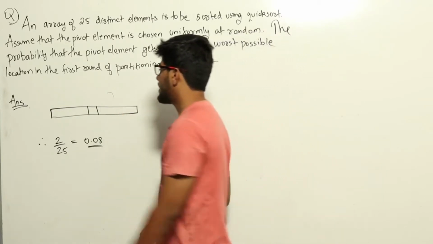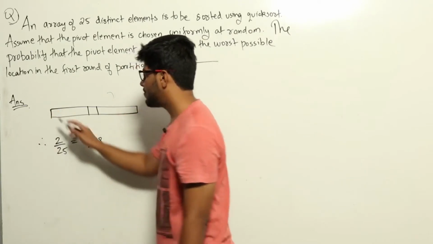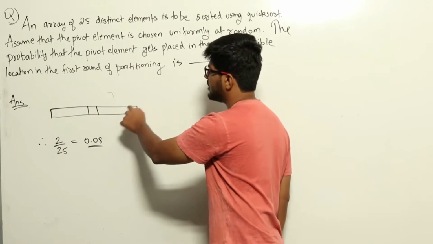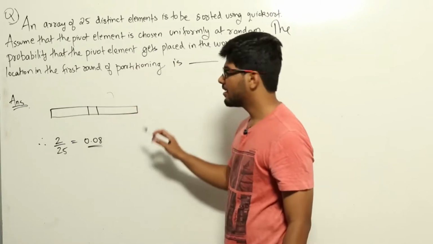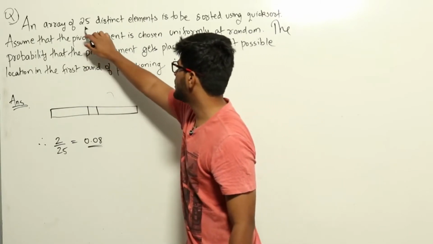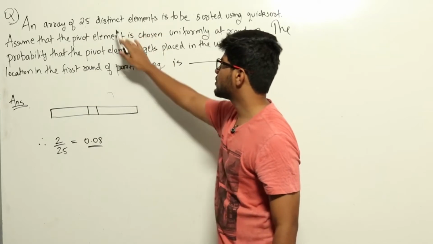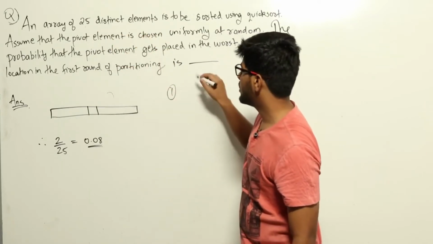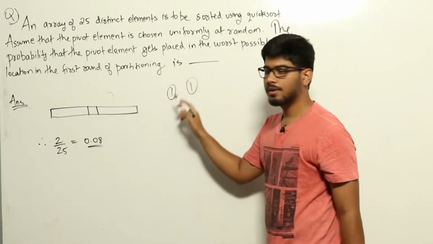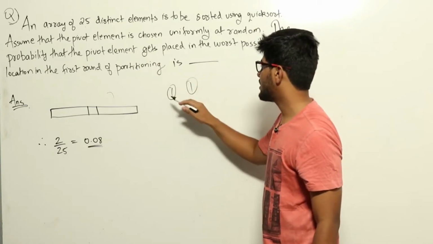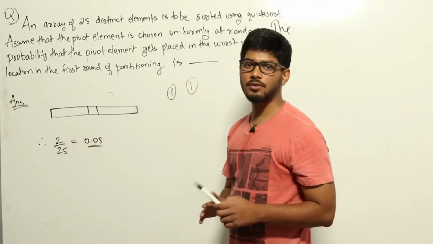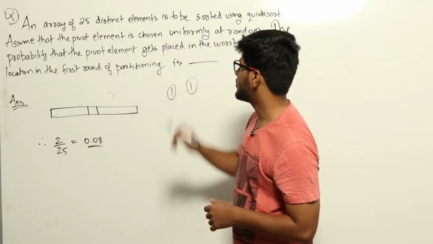So the pivot element will be placed in the leftmost side if we are choosing the smallest element. Similarly, the pivot element will be chosen on the rightmost side if we are choosing the largest element. Now in the question they have given 25 distinct elements. So the smallest element, there will only be one, and the largest element, there will also only be one single element. So either the smallest or the largest element, there will be 2 elements out of 25. So if you are choosing these 2 elements out of 25, that will give us the worst case time complexity.